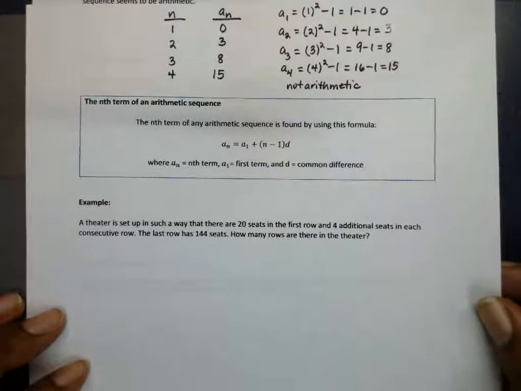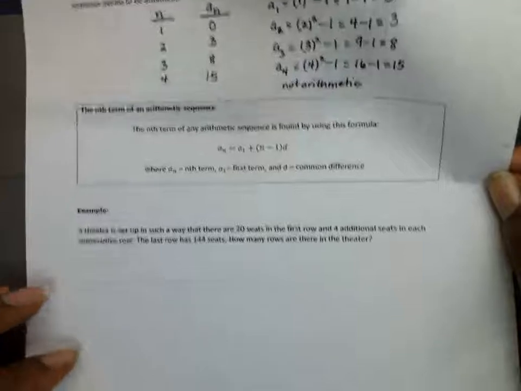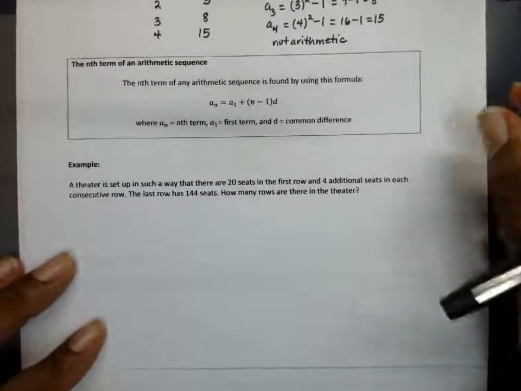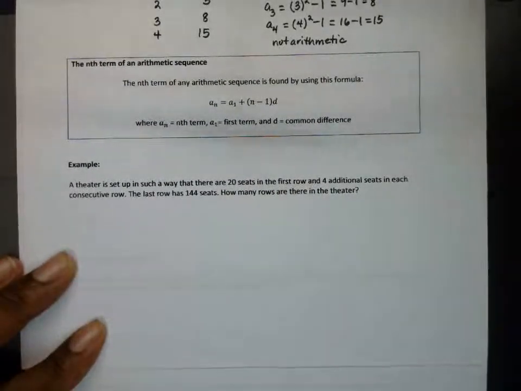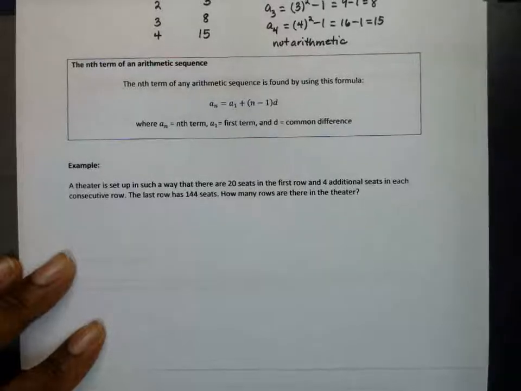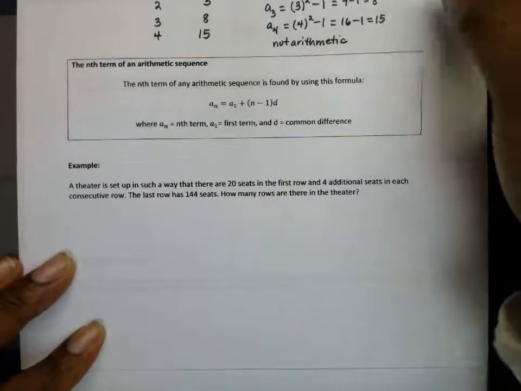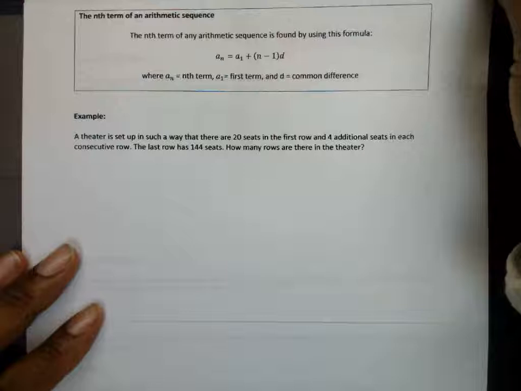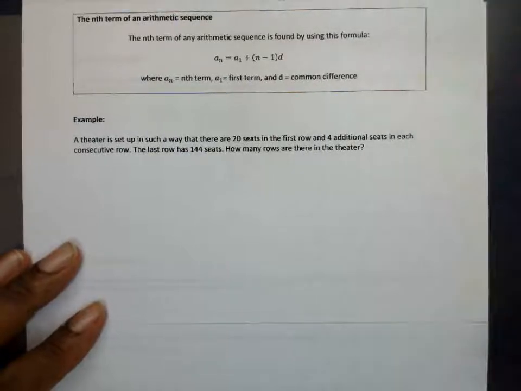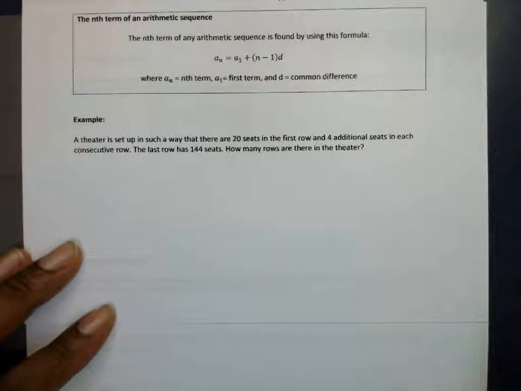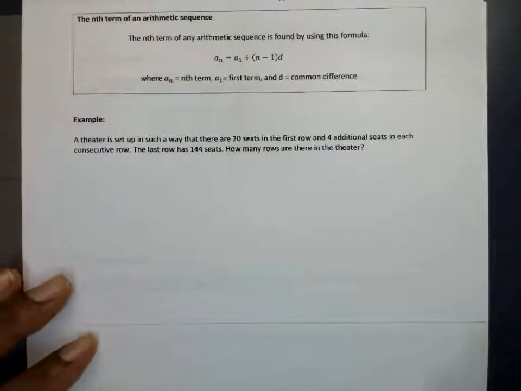Now, let's apply that formula to this example. A theater is set up in such a way that there are 20 seats in the first row and 4 additional seats in each consecutive row. The last row has 144 seats. How many rows are there in the theater?